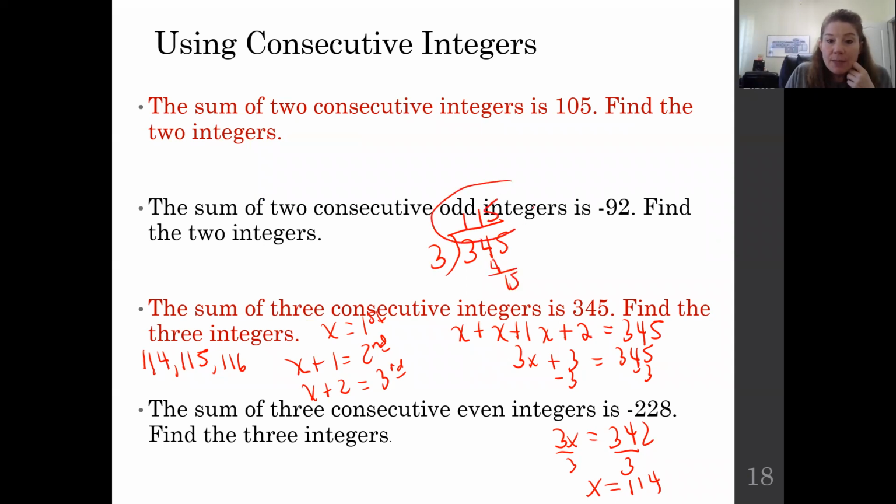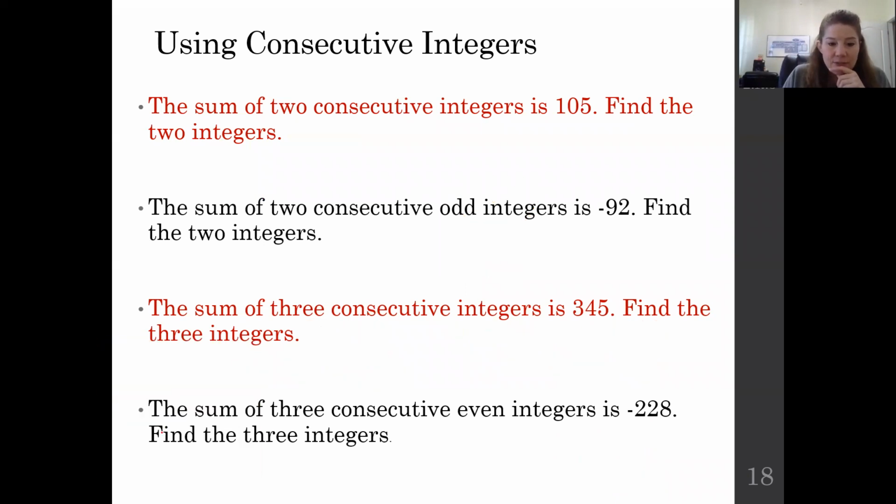And that'll give you the middle number, right? That'll give you the middle number, and then you just go up 1 and down 1. Okay, that's the easy way to do it. All right, let's do the bottom one the easy way, not the hard way.